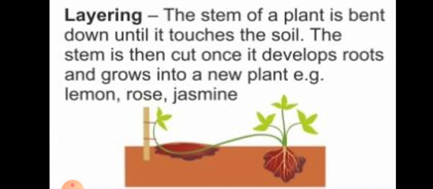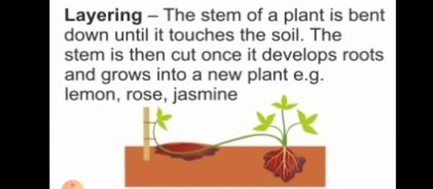Here is how the particular plant is grown. You can see in the diagram, the stem of a plant is bent down until it touches the soil. The stem is then cut once it develops roots and grows into a new plant. What happens during layering? The lower branch of a plant is bent close to the ground and covered with moist soil such that the growing tip remains above the soil surface.